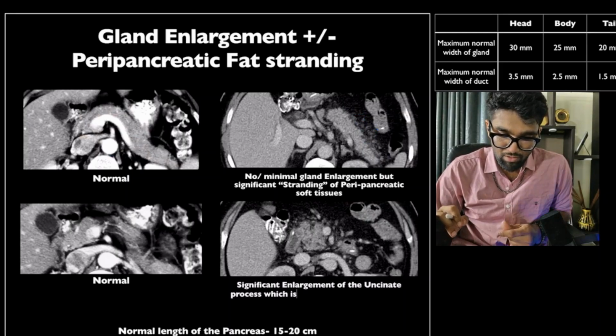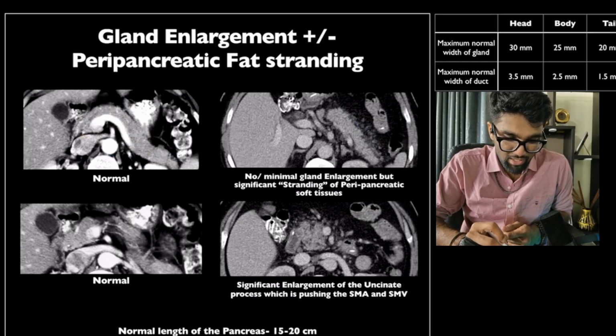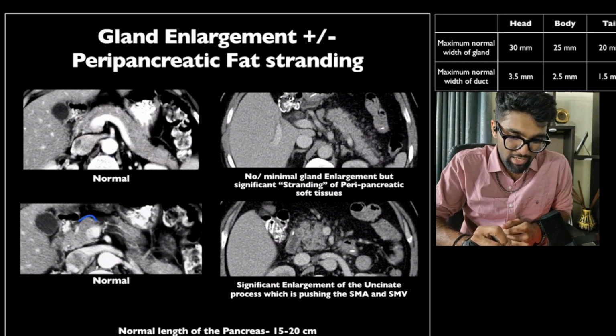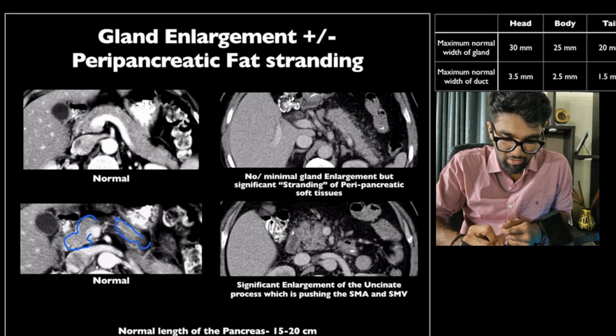Now, in the second case, we can see again the pancreas at a lower section. Now this is the head of the pancreas, this is the uncinate process, and this is a part of the body and the tail of the pancreas.